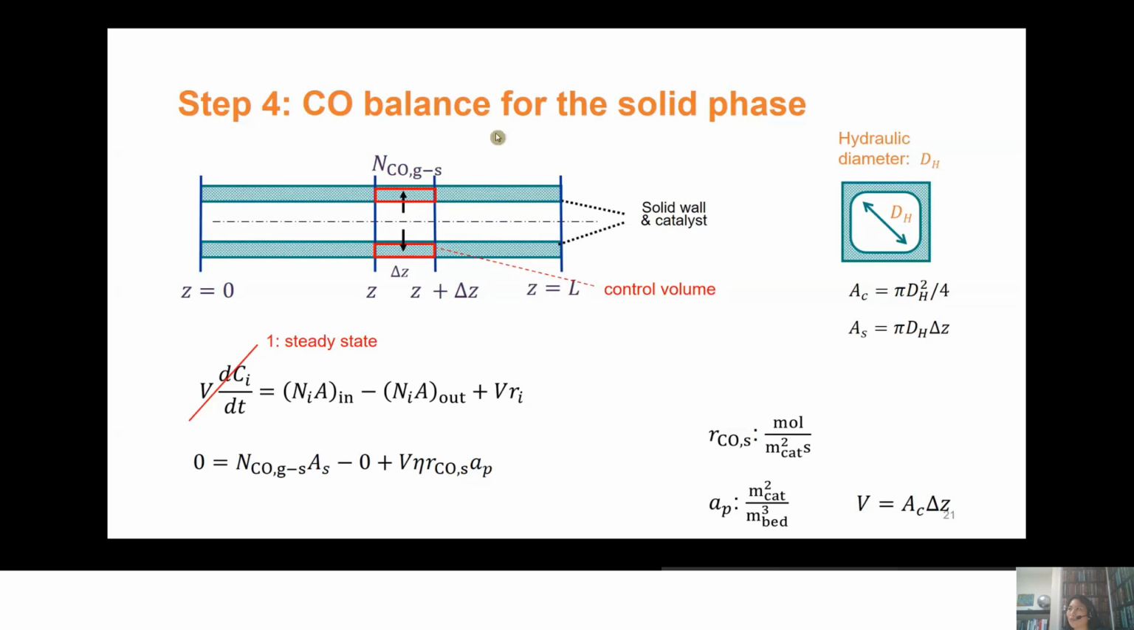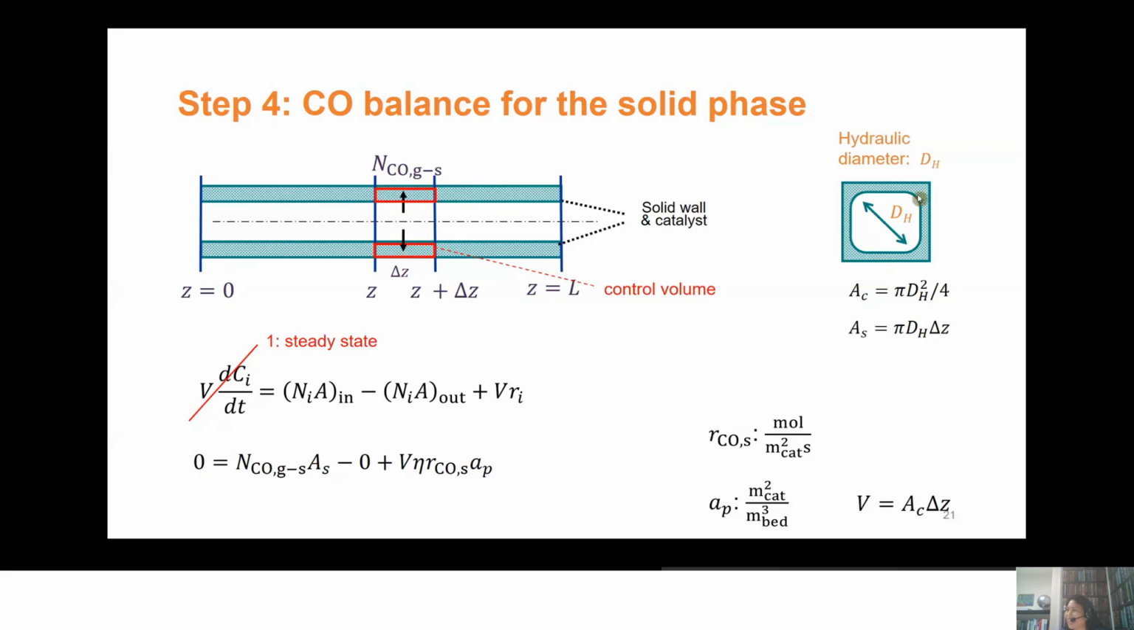Okay, this is the CO balance for the solid phase. So our control volume now is over the solid parts only. This is indicated by this red rectangle here. That's our control volume. So it's not two, it's one whole piece.